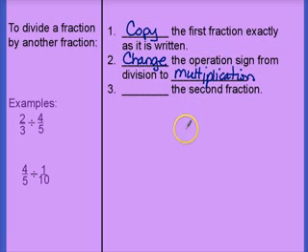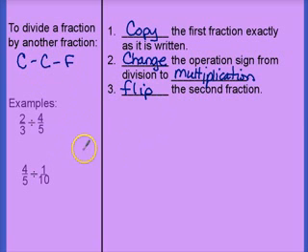It may not make sense to you yet, but it will. And the third step is to flip the second fraction. And the shorthand version that I want you to just remember is copy, change, flip. C-C-F. Copy, change, flip. So whenever you see dividing fractions, I want it to pop in your head, copy, change, flip. So let me show you what that looks like.